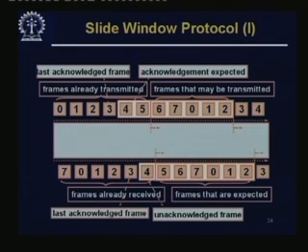So, this is what the picture looks like for sliding window. On the one side, these are the frames which are to be sent: 0, 1, 2, 3, 4, 5, 6, 7, assuming only 3 bits for the sequence number. So again the numbering starts 0, 1, 2, 3, 4. This 0th frame and this 0th frame are really 2 different frames. And these are the frames which have already been received: 7, 0, 1, 2, 3, 4, etc.